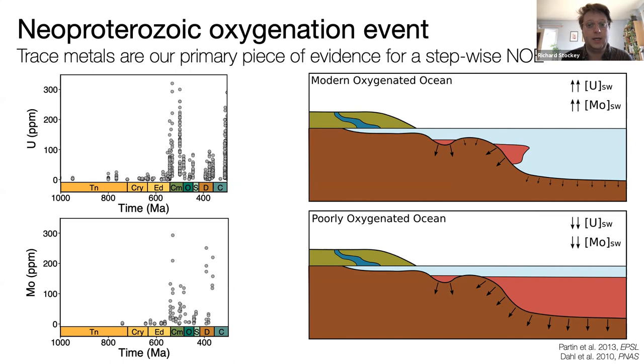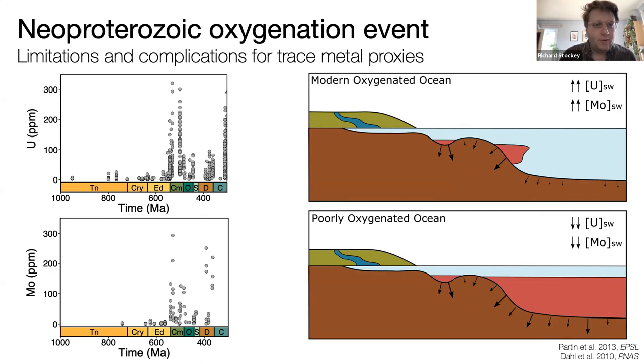Critically for this study, there are a number of limitations to using raw compilations of trace metal concentrations and this kind of simple mass balance approach to reconstructing ocean oxygenation in deep time. Firstly, trace metal burial rates also vary between different anoxic environments, and we see that clearly in the modern, which highlights the value of accounting for things like depositional setting based upon geologic context.